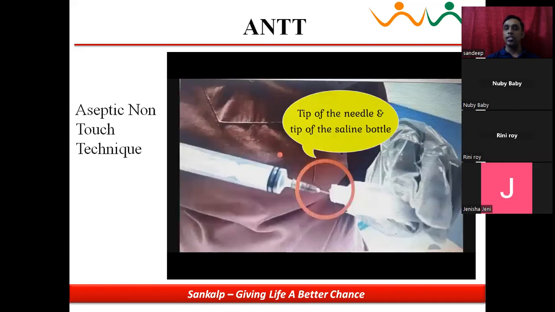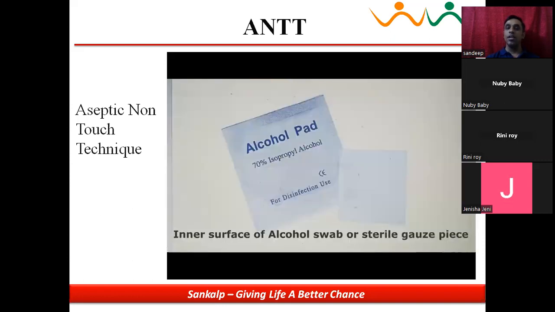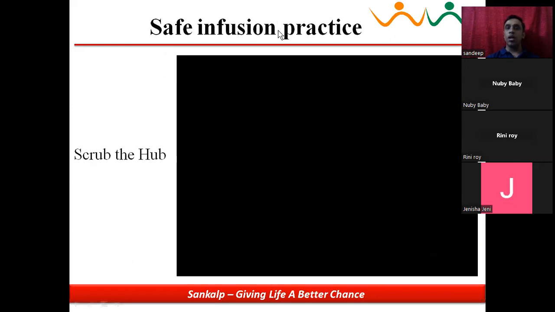After cleaning, we should not touch it. At loading time also, we do not touch the needles. And this rubber also, after cleaning, we are not supposed to directly touch. With the alcohol swab also, we are not supposed to touch the center part. Whenever we are taking the alcohol swab, hold the corner of the swab, keep it on the hub, hold the corners and clean. We are not supposed to directly touch the alcohol swab from the center part.